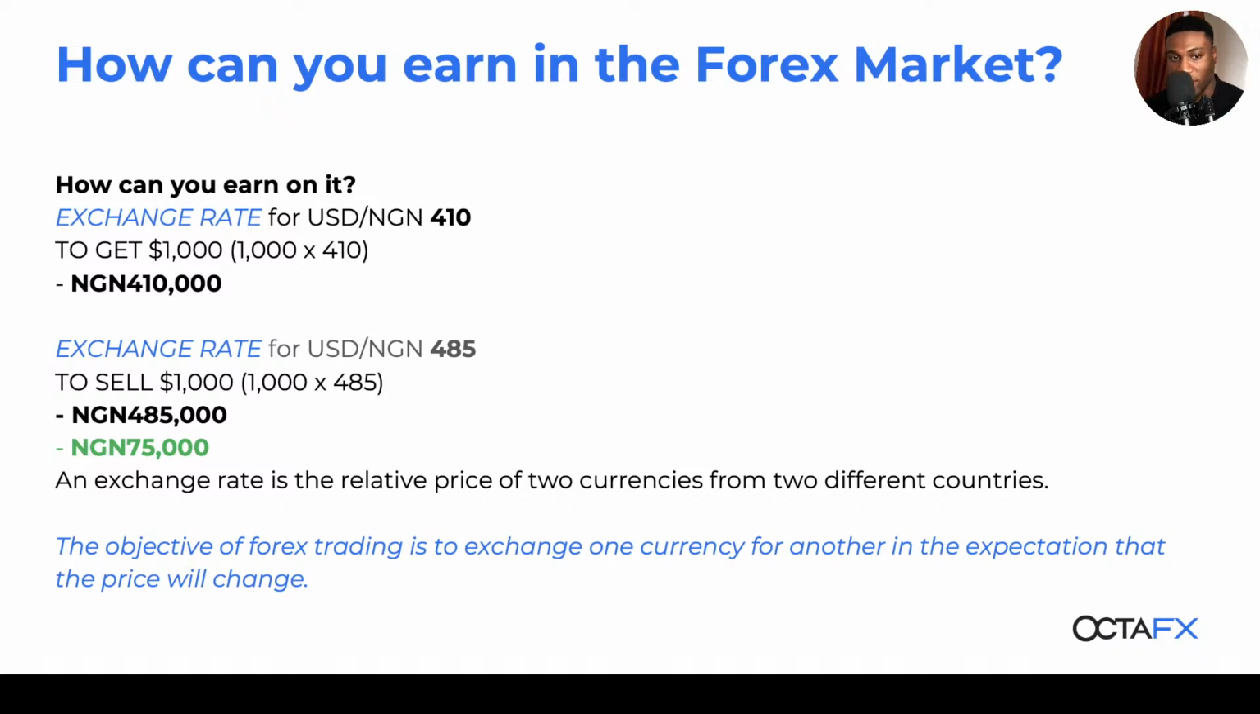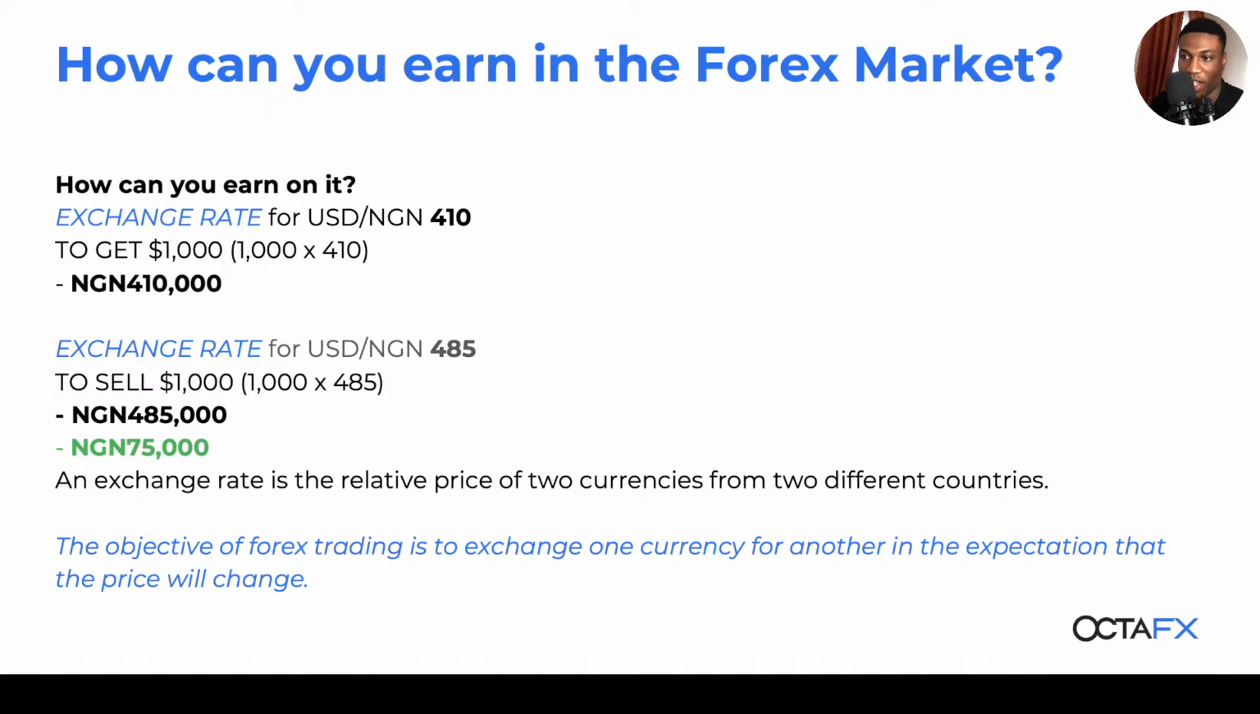So an exchange rate is the relative price of two currencies from two different countries. In this example, we have two countries, right? And we also have two currencies, the USD and the NGN. So this is two countries and two different currencies. Now, the exchange rate is 410. The exchange rate also increased to 485 because the US dollar increased in value, right? Remember, the relative price of two currencies from two different countries.